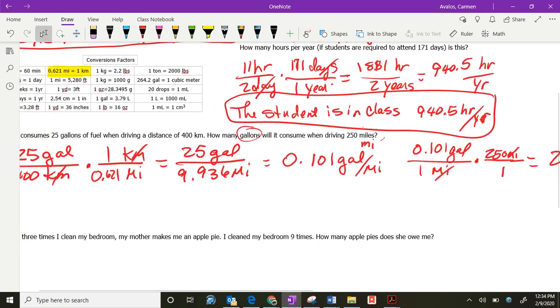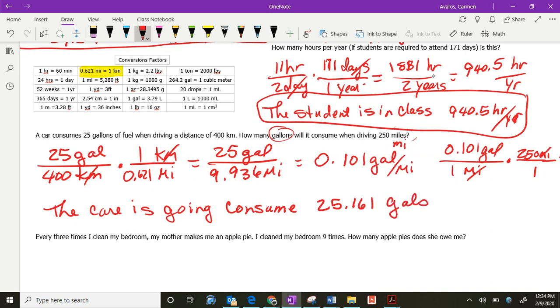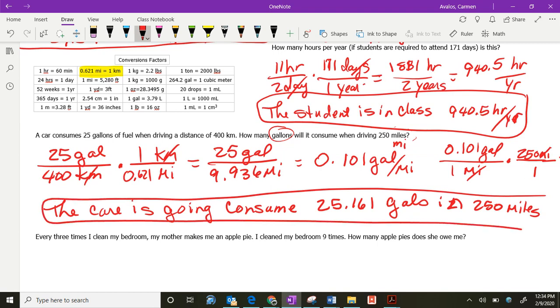And so the answer is the car is going to consume 25.161 gallons in 250 miles. And there you go.